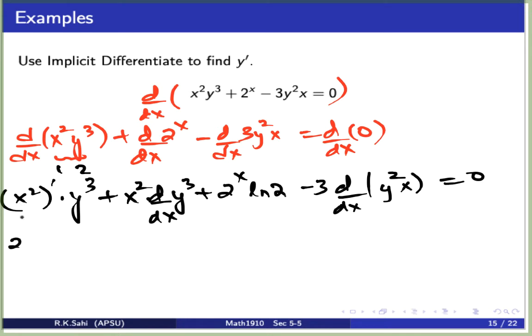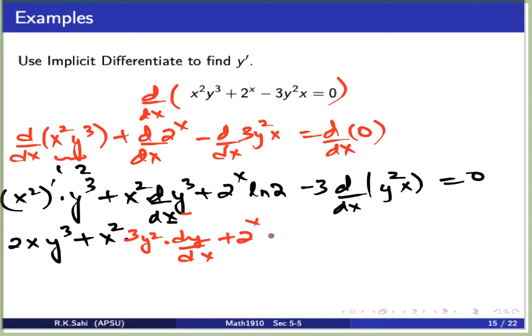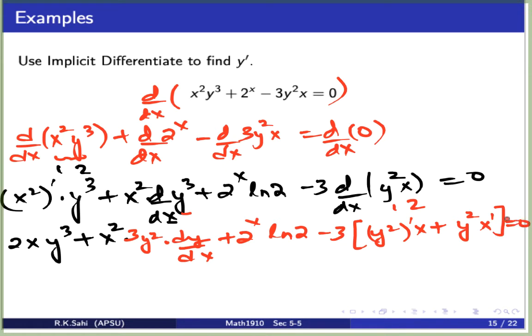So this is now going to be the first, 2x times y cubed, plus x squared times the differential of... not x and y, remember, are different variables. So this will be the normal differential of y cubed, which is 3y squared, then multiplied by dy by dx, plus 2 to the power x natural log of 2. Now the last expression again has a product of two functions, y squared and x. Once again, apply the product rule. So you're going to have minus 3 times y squared prime times x plus y squared times x prime, equals 0.